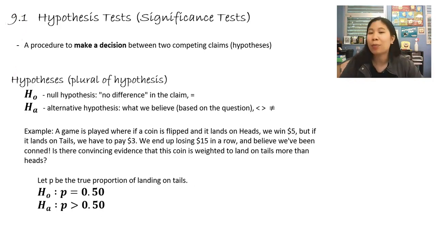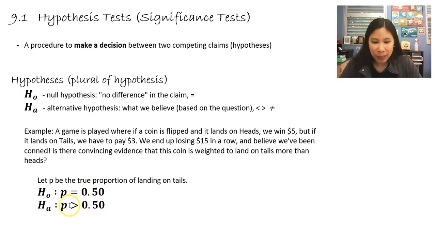So the next part of our hypotheses that I want to talk about is the number itself. We think that this coin is weighted because we've just lost a whole bunch. If it's weighted, that means it's not 50-50 when we flip this coin. 50-50 meaning 50%. So that's why I'm using 0.50 as my proportion.